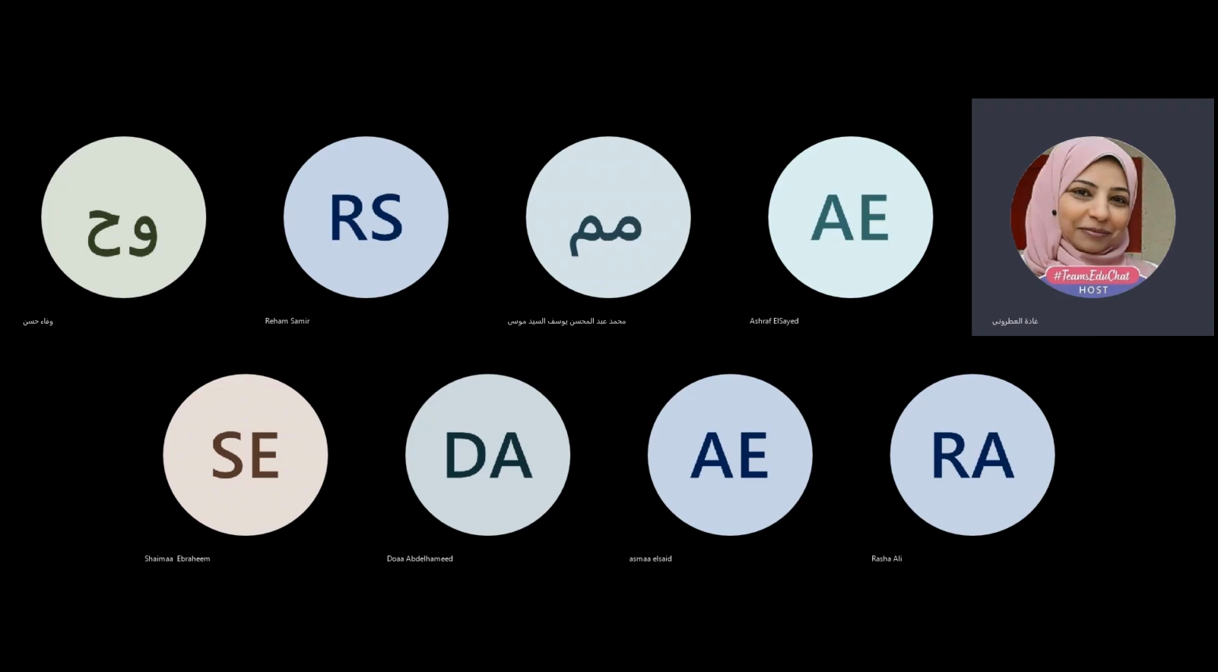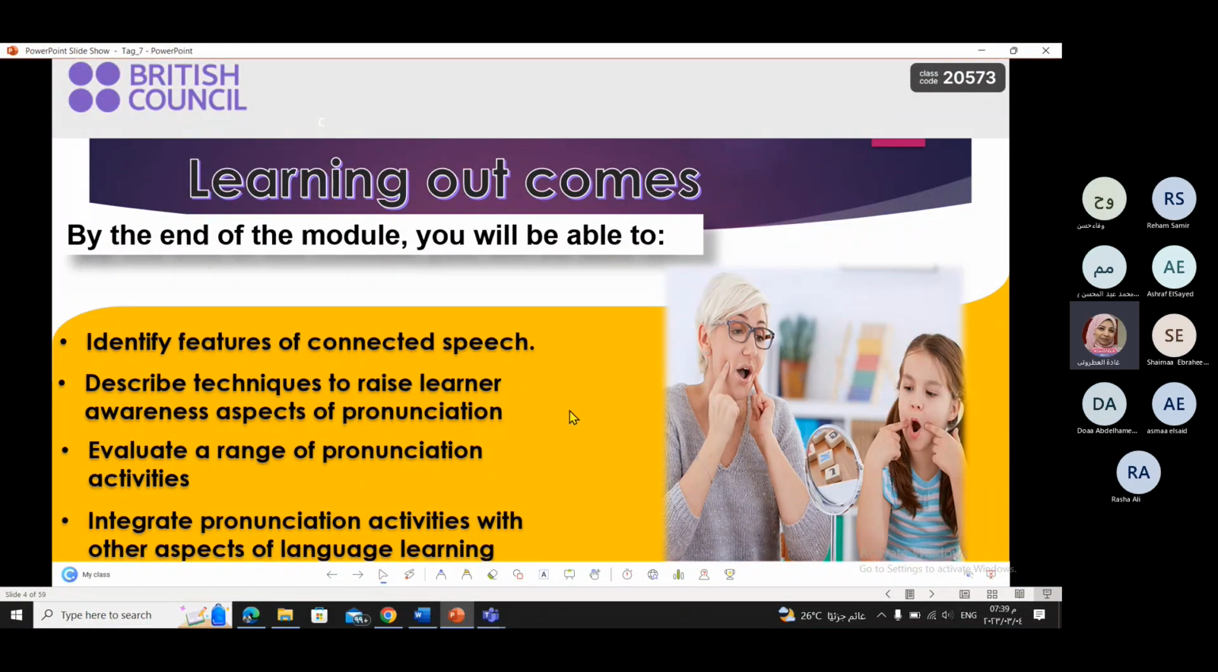For today's session, it's about pronunciation. It's about engaging pronunciation in our classes. So, as I told you before, we are going to tackle some activities, some techniques. How can we engage pronunciation?